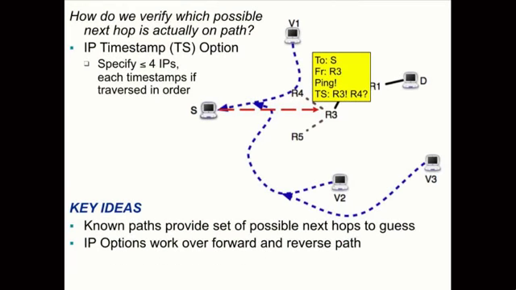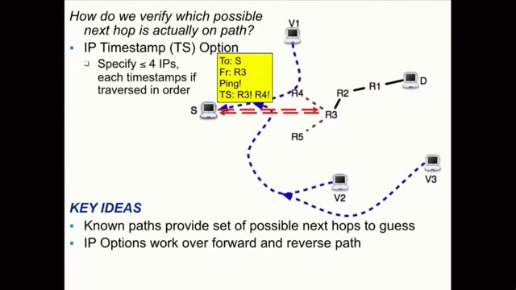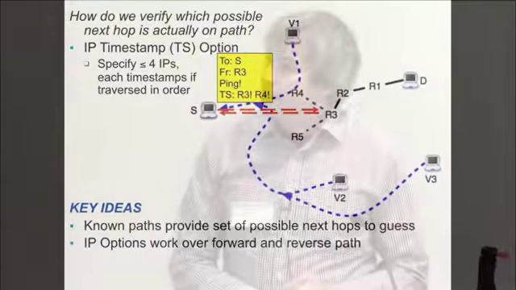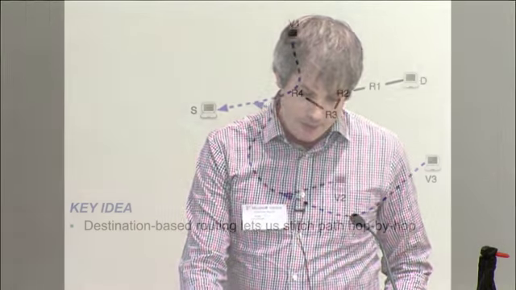R3 fills out a timestamp. If we get back a stamp for R4, we know it was on the path because the stamps are ordered, and we ask for it after R3. It has to be on the reverse path. In this case, let's say we do get back that stamp. So we now can assume that the path goes through R4. So we have a way now, if we have a guess, of testing that guess and verifying it.